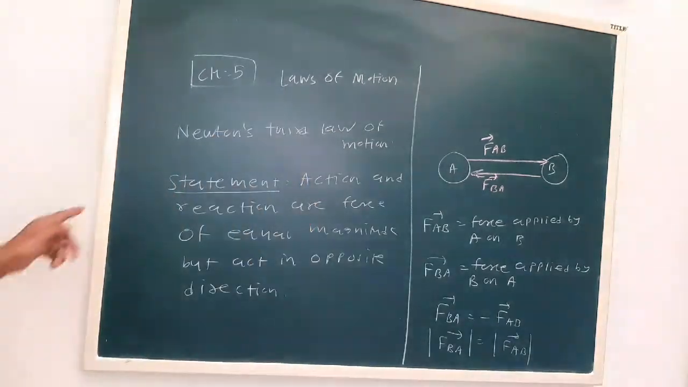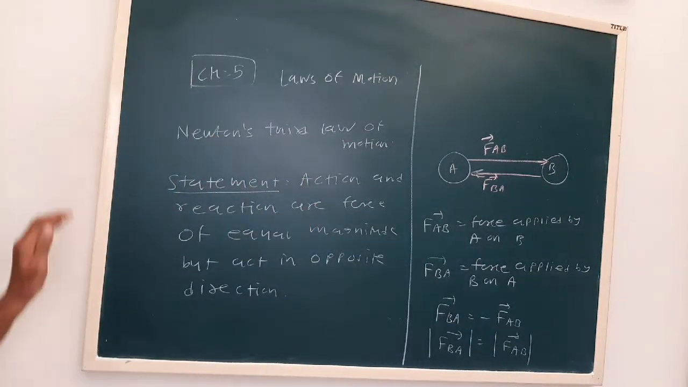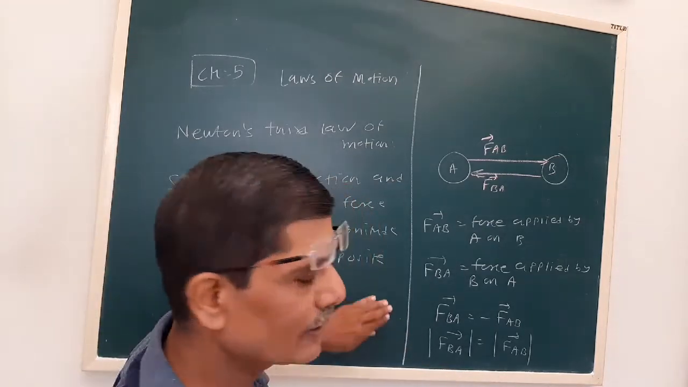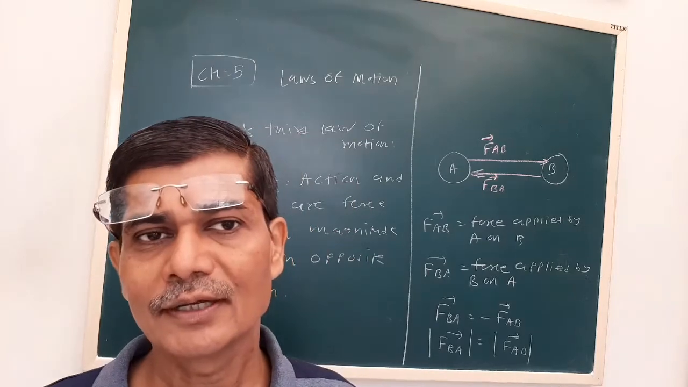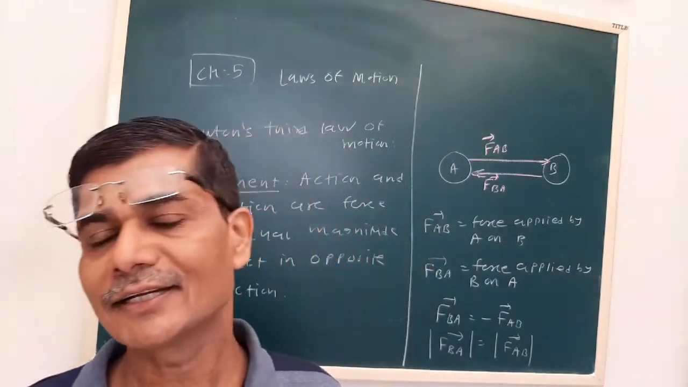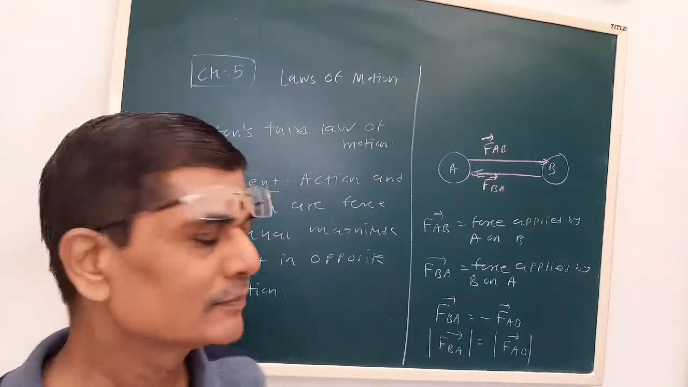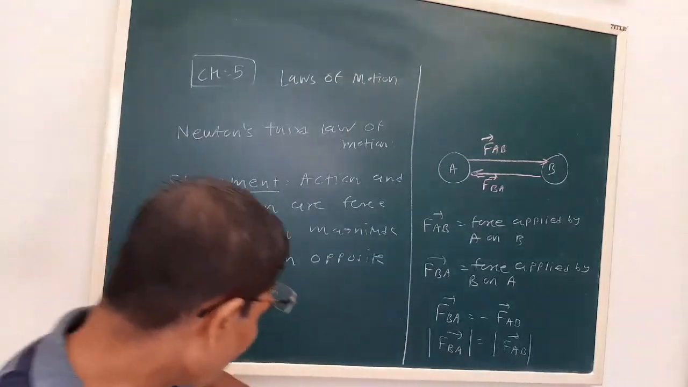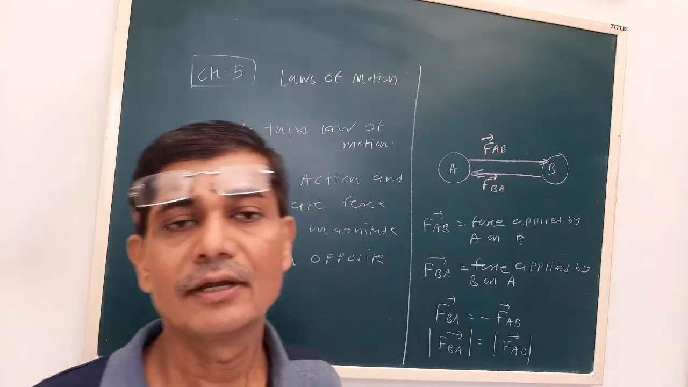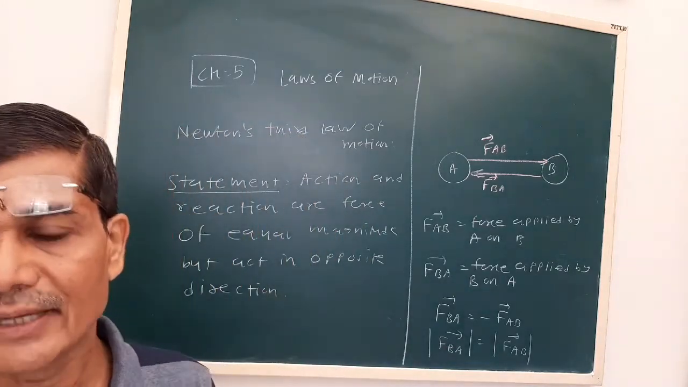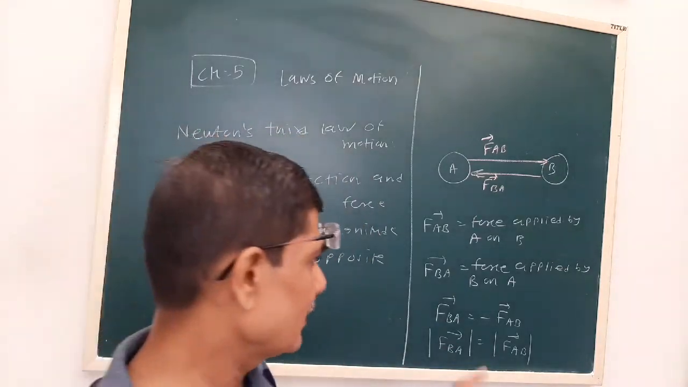Suppose there is a wall, we hit it, or there is a board, we hit it, it does not think that someone is standing on the other side so I should not hit. But there will be an instantaneous or spontaneous reaction. Whatever amount of force is applied by A on B, the same force of the same magnitude will be applied back, but in the opposite direction.